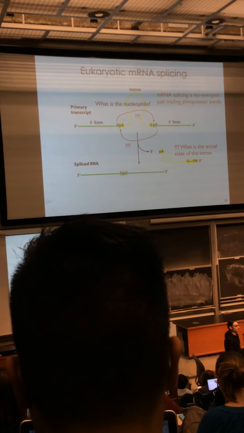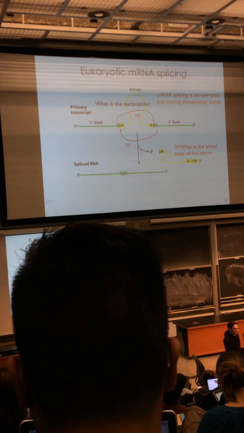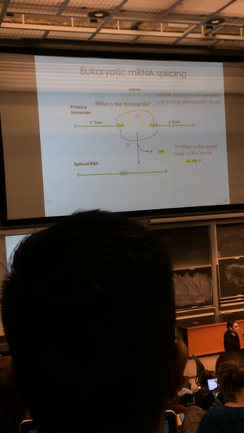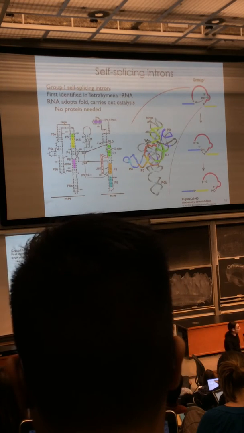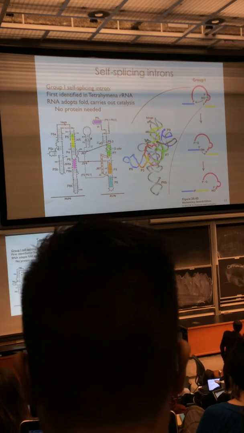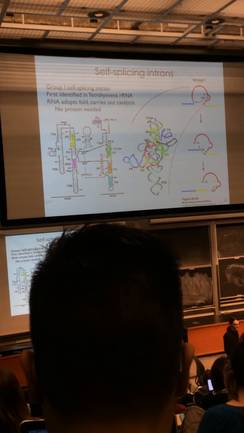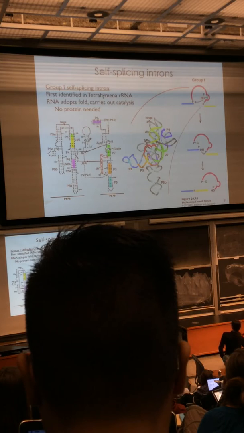And before we talk about eukaryotic pre-mRNA splicing, I wanted to discuss what are probably the ancestors of the eukaryotic pre-mRNA splicing, which are self-splicing introns. So these are very interesting RNA sequences. The first one that was characterized is called the group 1 self-splicing intron. It was first identified as an RNA sequence that was present in the rRNA of Tetrahymena. And so this sequence folds up into a very specific three-dimensional structure that's shown here.